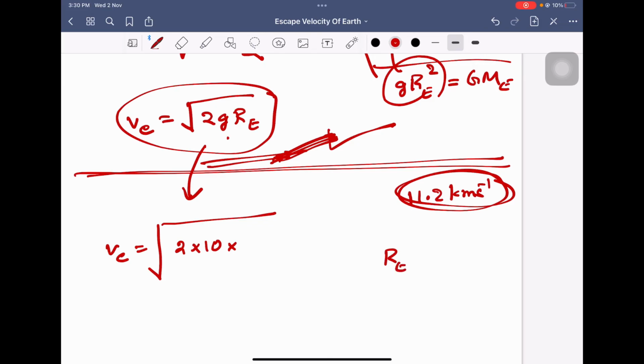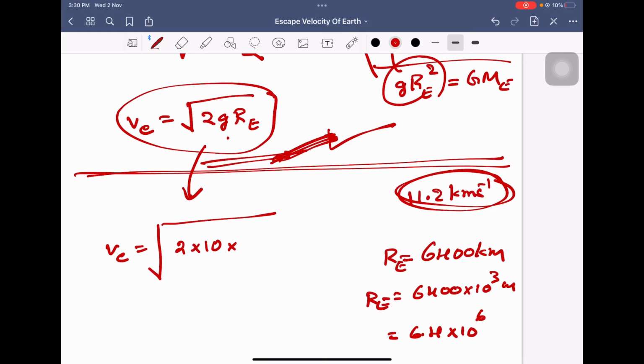What is the radius of Earth? Radius of Earth is equal to 6400 kilometer, or I can write it as 6400 into 10 to the power 3 meter, or 6.4 into 10 to the power 6 meter. I'll substitute here 6.4 into 10 to the power 6 meter. Now what is 10 into 6.4? 10 into 6.4 will be 64. So the square root of 64 will be 8.